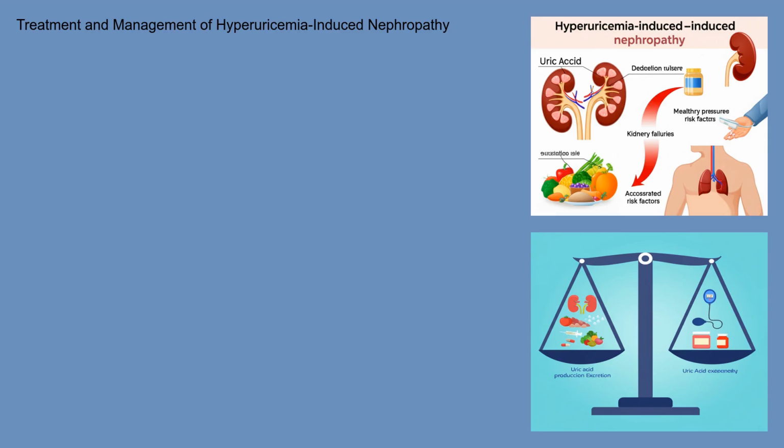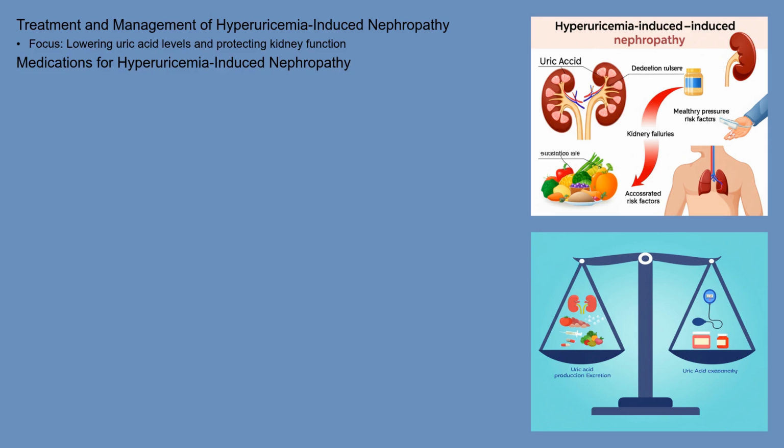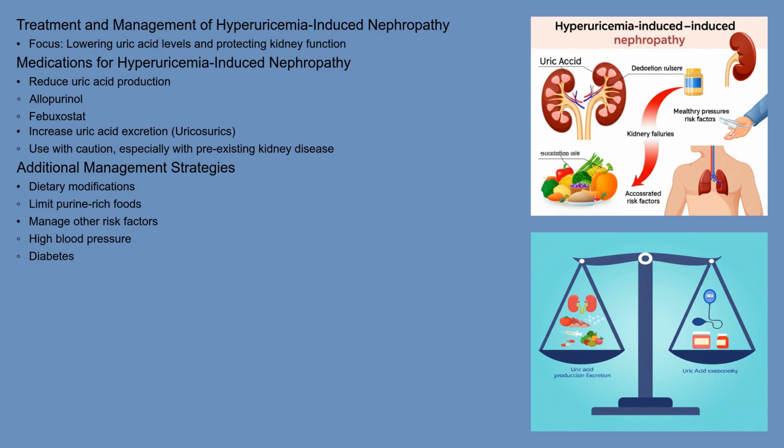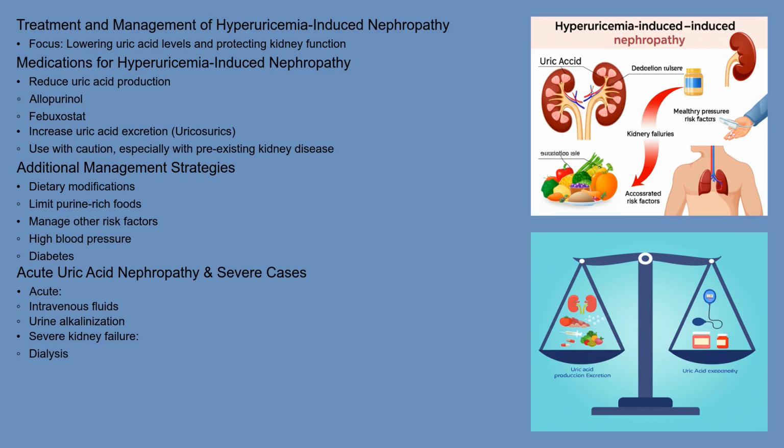Treatment and management of hyperuricemia-induced nephropathy focuses on lowering uric acid levels and protecting kidney function. Medications that reduce uric acid production, such as allopurinol or febuxostat, are often prescribed. Uricosuric medications, which increase uric acid excretion, may also be used, but they need to be used with caution, especially in patients with pre-existing kidney disease. Dietary modifications, such as limiting purine-rich food, are also important. In addition, managing other risk factors like high blood pressure and diabetes is crucial. For acute uric acid nephropathy, intravenous fluids and medications to alkalinize the urine may be necessary to dissolve uric acid crystals and protect the kidneys. In severe cases of kidney failure, dialysis may be required.